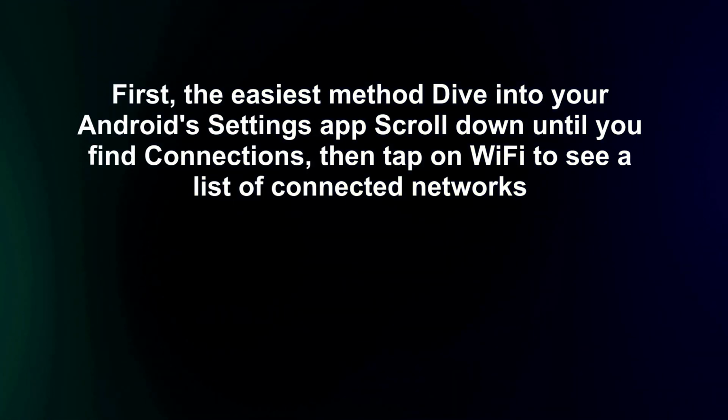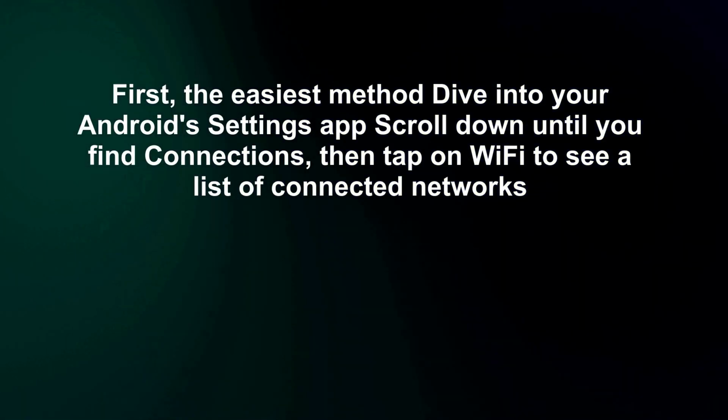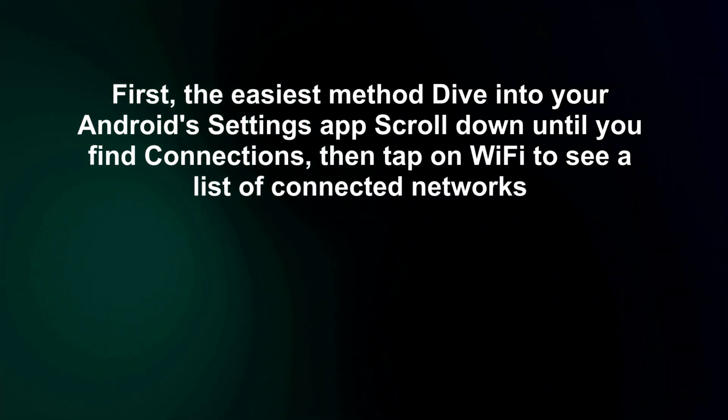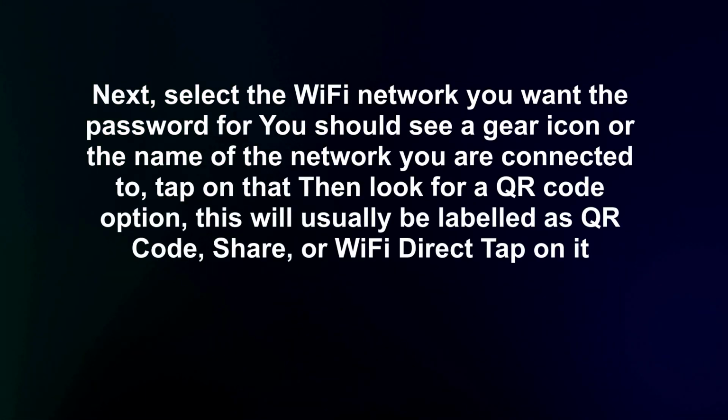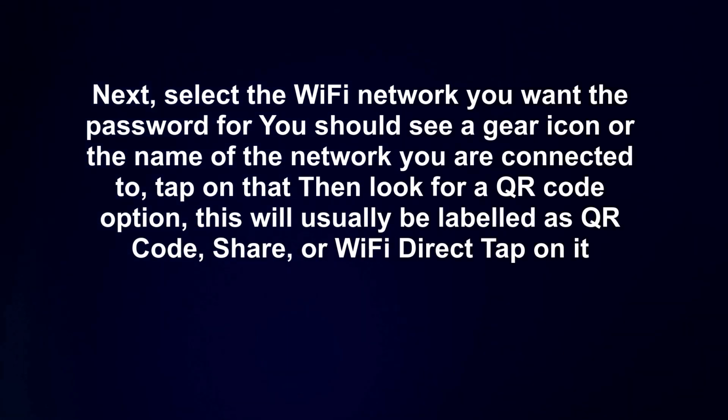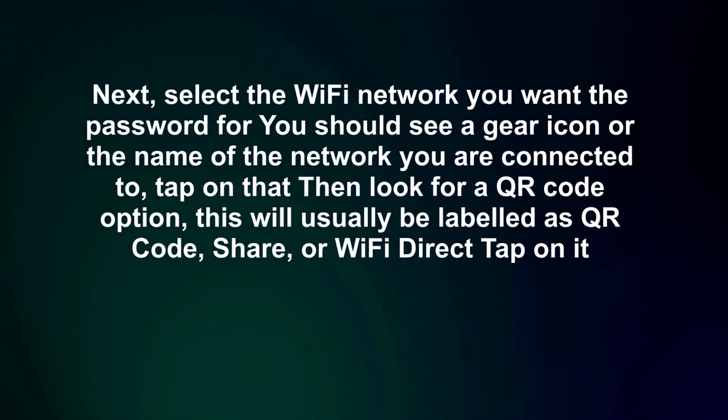First, the easiest method: dive into your Android settings app, scroll down until you find connections, then tap on Wi-Fi to see a list of connected networks. Next, select the Wi-Fi network you want the password for. You should see a gear icon or the name of the network you are connected to.